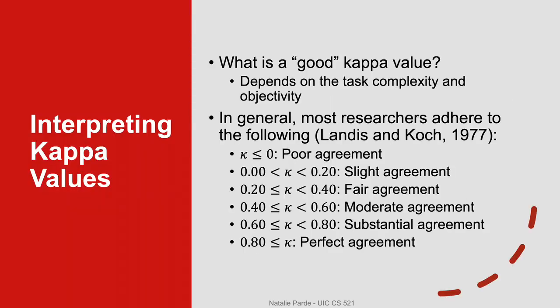Once you've computed your inter-annotator agreement, you'll need to interpret the score you computed to make your objective assessment of annotation quality. There's some disagreement, no pun intended, about what a good kappa score is, but in general, most researchers adhere to the scale you see here. So a kappa of less than 0 indicates poor agreement, essentially less than chance. A kappa between 0 and 0.2 indicates slight agreement. Between 0.2 and 0.4 indicates fair agreement. Between 0.4 and 0.6 indicates moderate agreement. Between 0.6 and 0.8 indicates substantial agreement. And greater than 0.8 indicates perfect agreement.